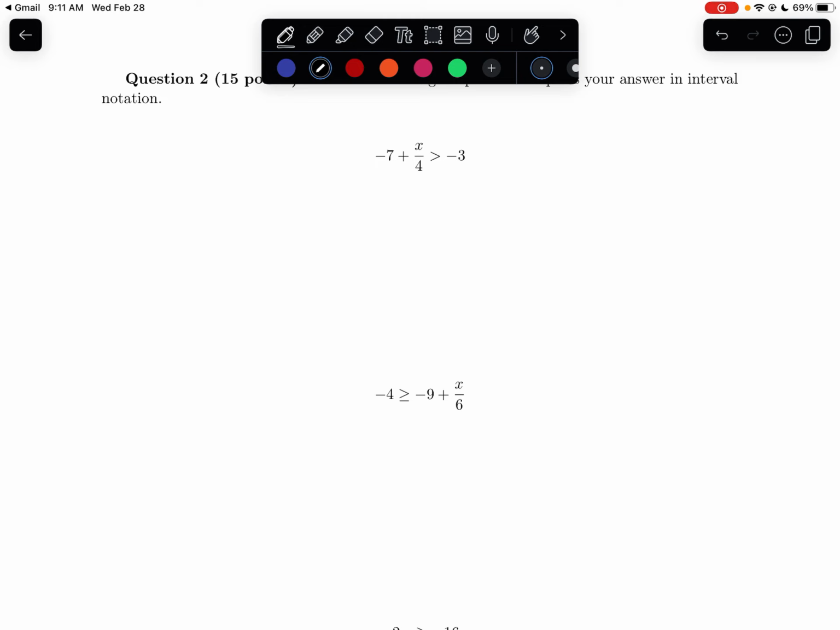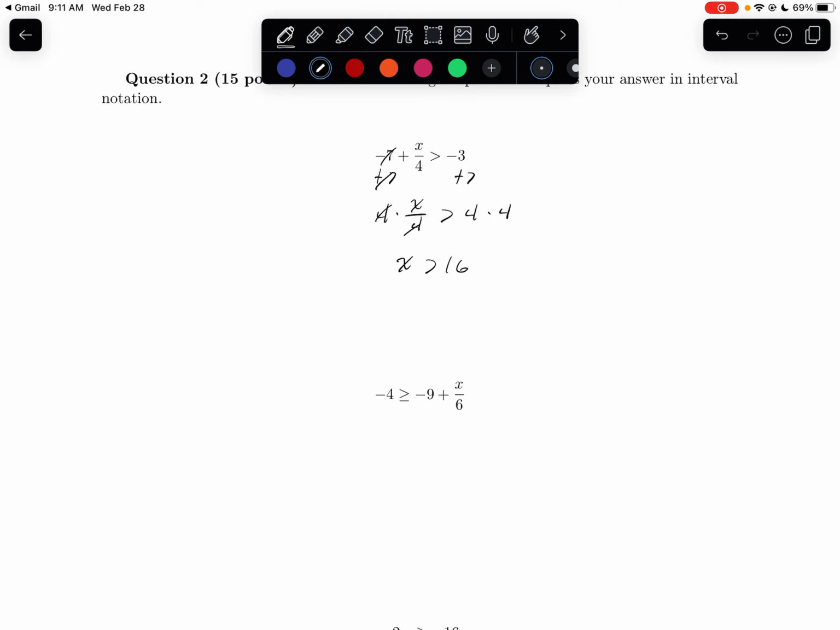So the goal with this is to first start by thinking of it kind of like an equation. We want to isolate x all by itself. So the first thing we're going to do is add 7 to both sides. That gives us x over 4 is strictly greater than -3 plus 7, which is 4. Then to isolate x by itself, we multiply both sides by 4. The 4's cancel, and we get x is strictly greater than 4 times 4, which is 16. So we're looking for all values of x that are strictly greater than 16.